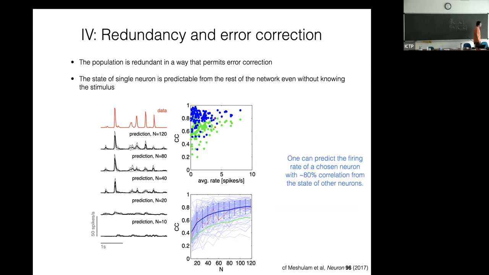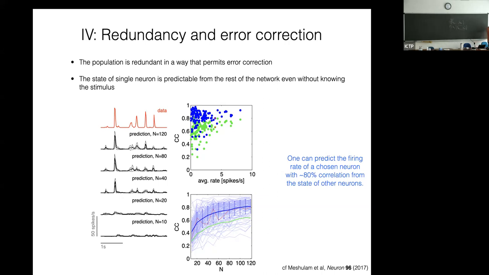And so this, to my mind, is still one of the best demonstrations that although the neurons on the pairwise level are not much correlated, there is still a lot of redundancy, which could in principle be used for error correction. Because if individual neurons are noisy, the collective state corrects the mistakes of an individual neuron, and you can construct decoders that make use of that.